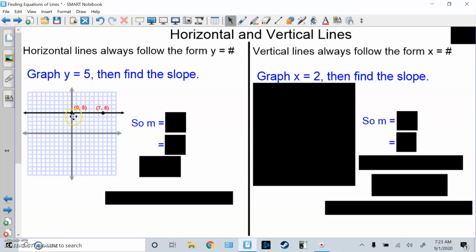So first one has (0, 5), (1, 5), (2, 5), (3, 5), (4, 5), (7, 5), (-10, 5). But y must always be 5. Y can't change. That's why it's called a constant line.